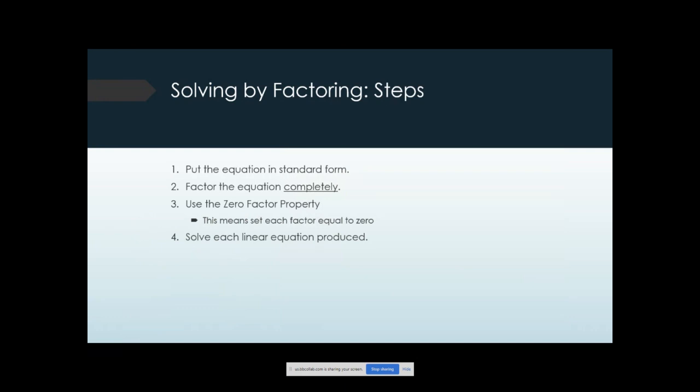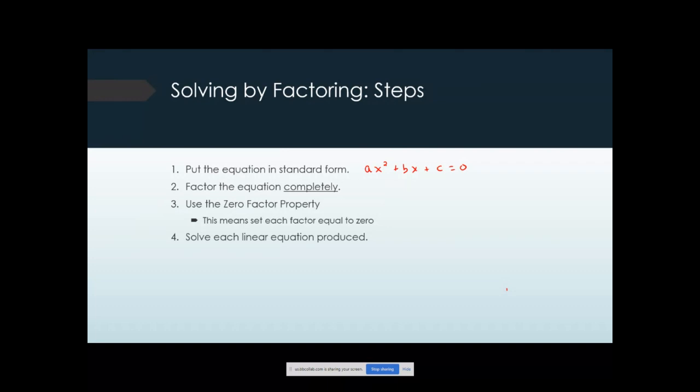So the steps for solving by factoring. We have to first put the equation in standard form. So that means you have to have everything on one side and have it equal to 0. So you can't start factoring until it's equal to 0. Then you need to factor the equation completely. So that means factoring off the GCF before you factor everything else.